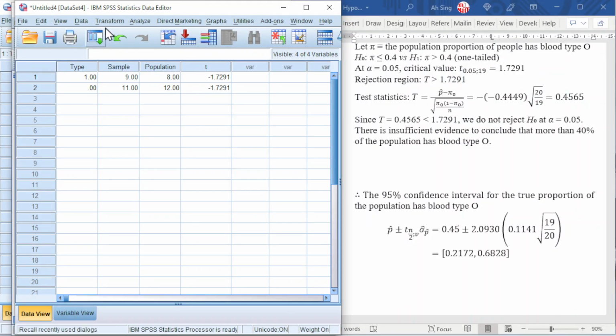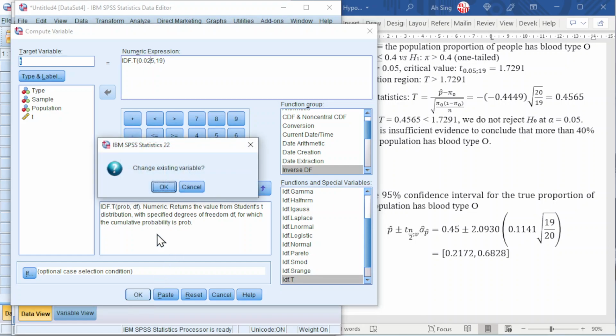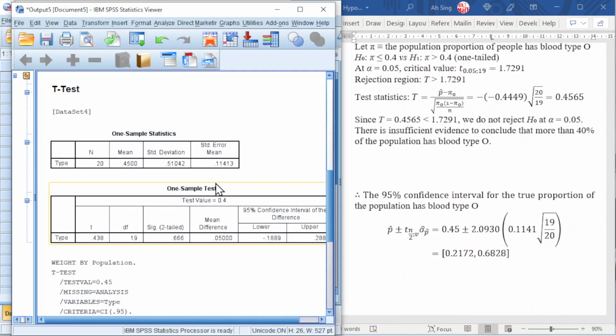So to compute the value, Transform, Compute Variable. This time we should take 0.025 since for a confidence interval it must be two tail. Click on OK and we should obtain the value. So from here, we can see that we have negative 2.093. Again, we can ignore the negative sign since what we need here is plus minus. Next, transfer the value. So the standard error is 0.1141. If we need only four decimal places, then we do some adjustment. Since according to the formula, we should have P times Q divided by n. But here, it is computed based on n minus 1. So we times n minus 1 divided by n and we should obtain the correct confidence interval.